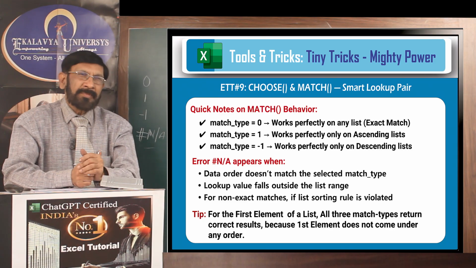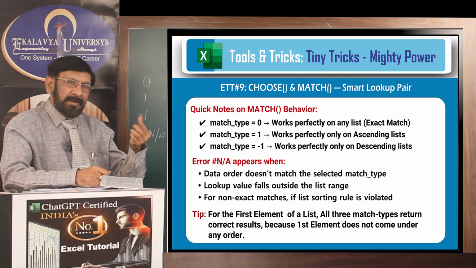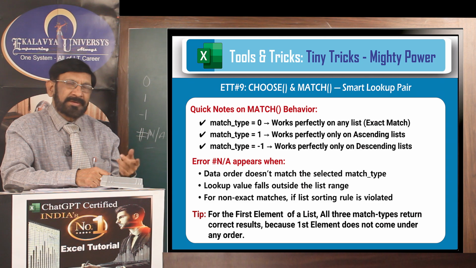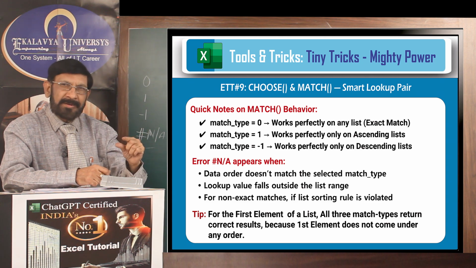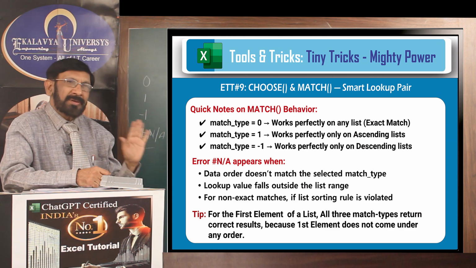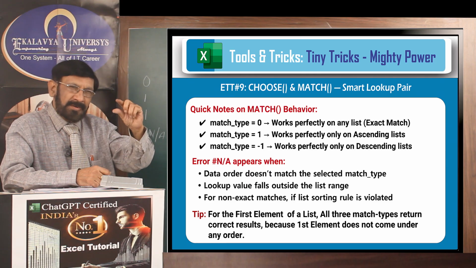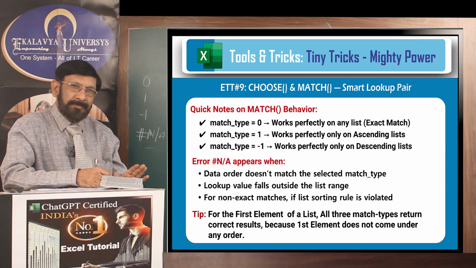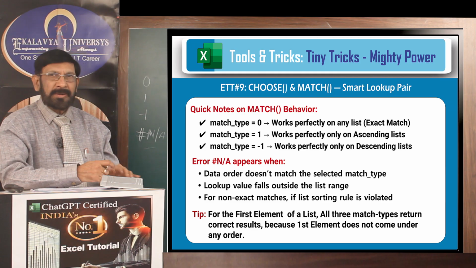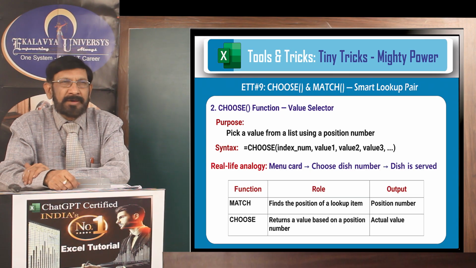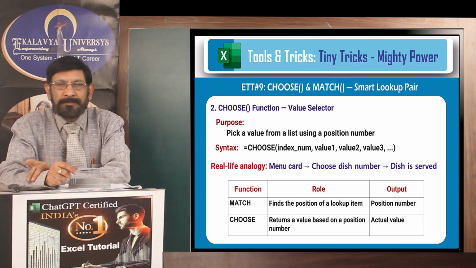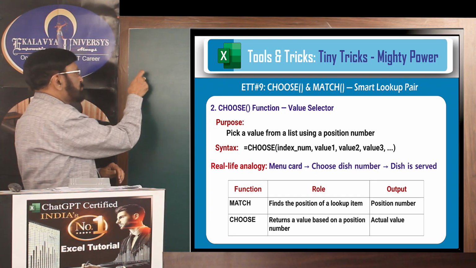And one more thing, a list may be unordered or ordered, ascending or descending. As far as 0 is concerned, with any list you use it, the correct result will come, because no order is applied. That point also you have to remember. After understanding the features and functionalities of the match function, let us consider the choose function.